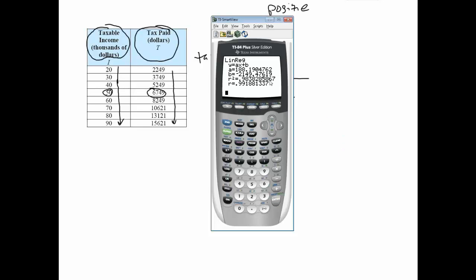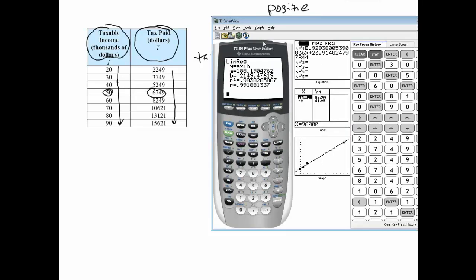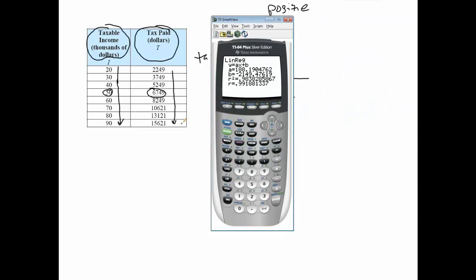So there is the equation. I'm just going to pull up this window here so that you can see that equation plugged in. This just isn't updated, so never mind, I'm going to take that back. So now we have an equation.